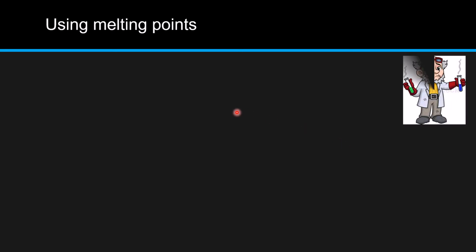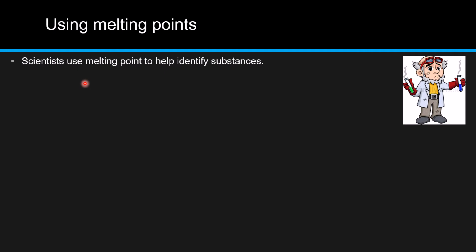How can we use melting points? Let's learn about it. Scientists use melting points to help identify substances. Melting points are scientists' partners to help them identify substances. Now over here I have given you a question, but with an answer. It's about a girl named Sarah, who has a white solid. She wants our help to identify what that white solid is.